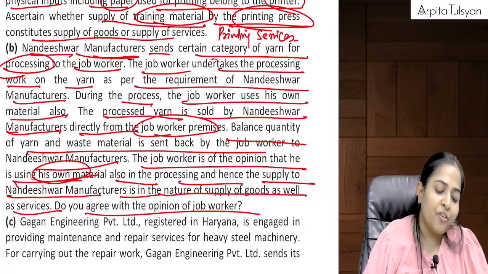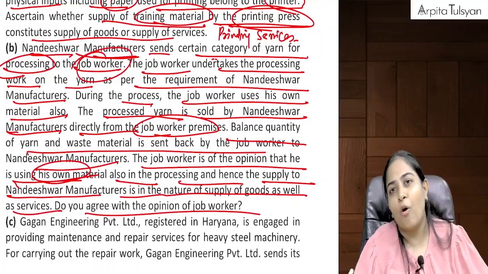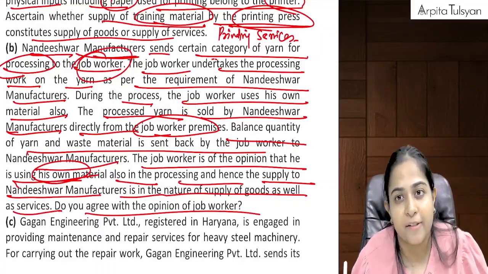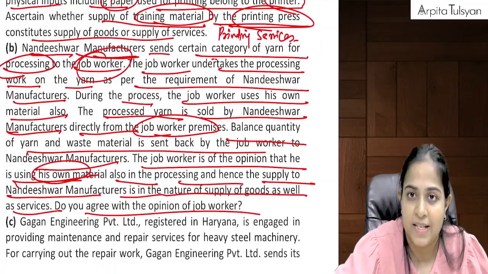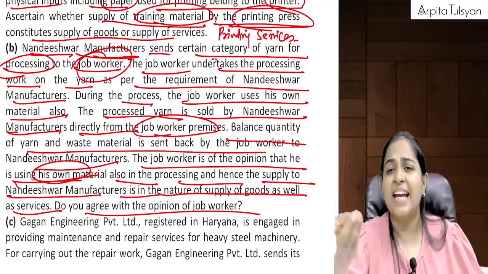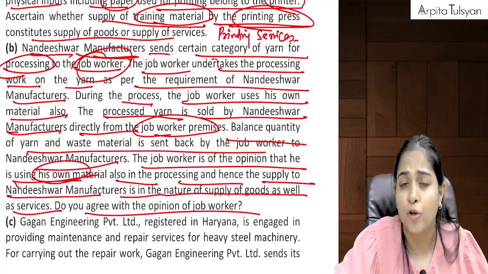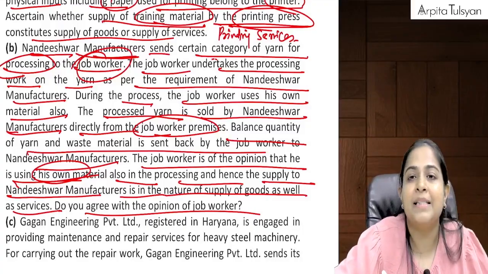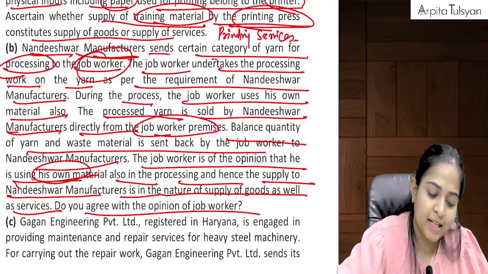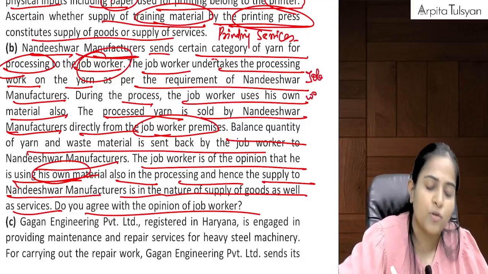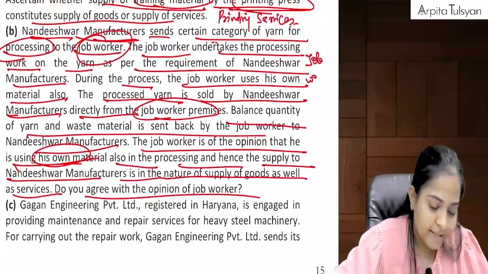Now the work which is done by the job worker is purely in the nature of supply of services, because his work is to do the processing. While doing the processing, he can use some amount of labor, that is okay. Some amount of goods, that is okay, but the principal supply will be considered as supply of services. Always remember, job work is always considered as supply of services.